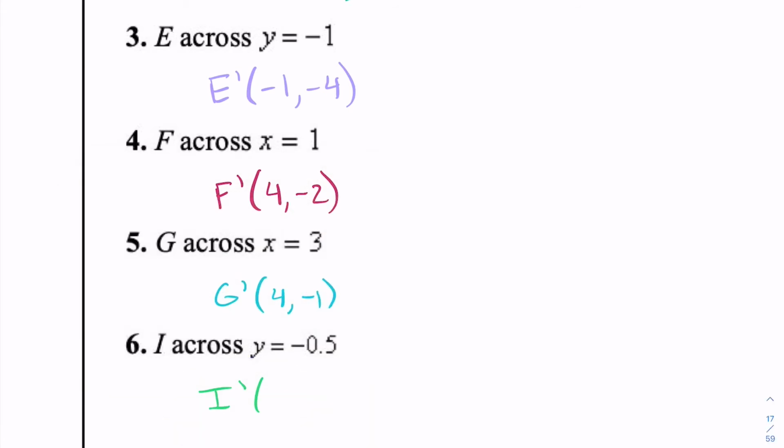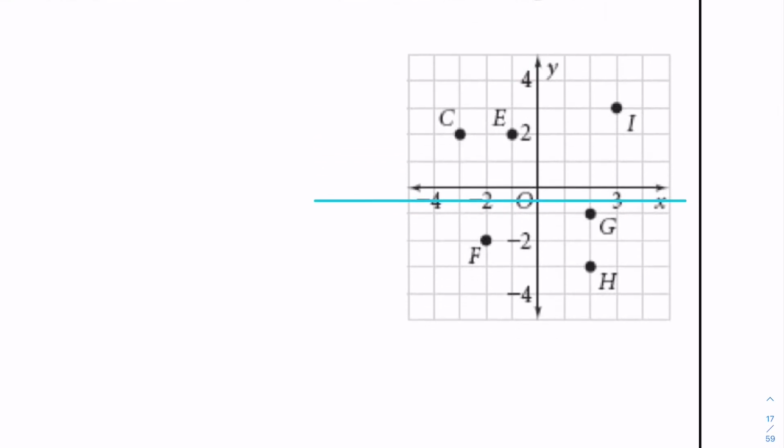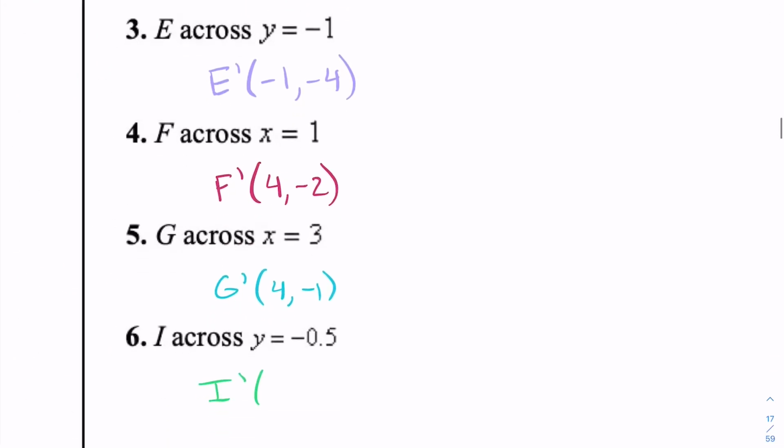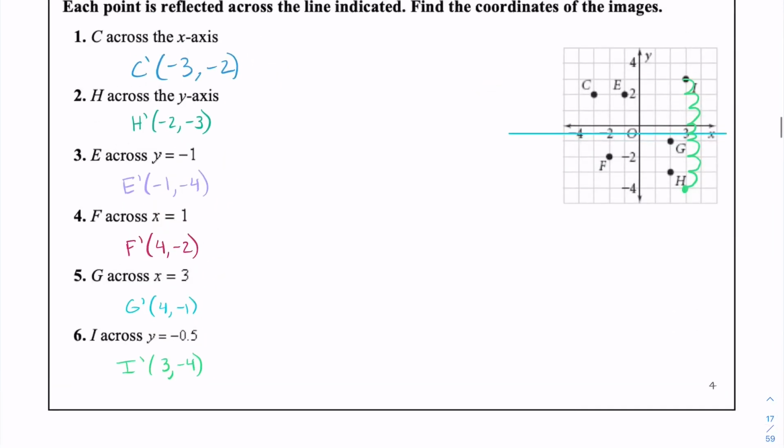So, whoops. I is going to be 3.5 away. So I have to go half, 1, 2, 3. So I'm going 3.5 and then 3.5 again. So I'm going a total of 7. All right, and that's going to be I prime, which is going to be at 3 comma negative 4. All right, and that slide is over.